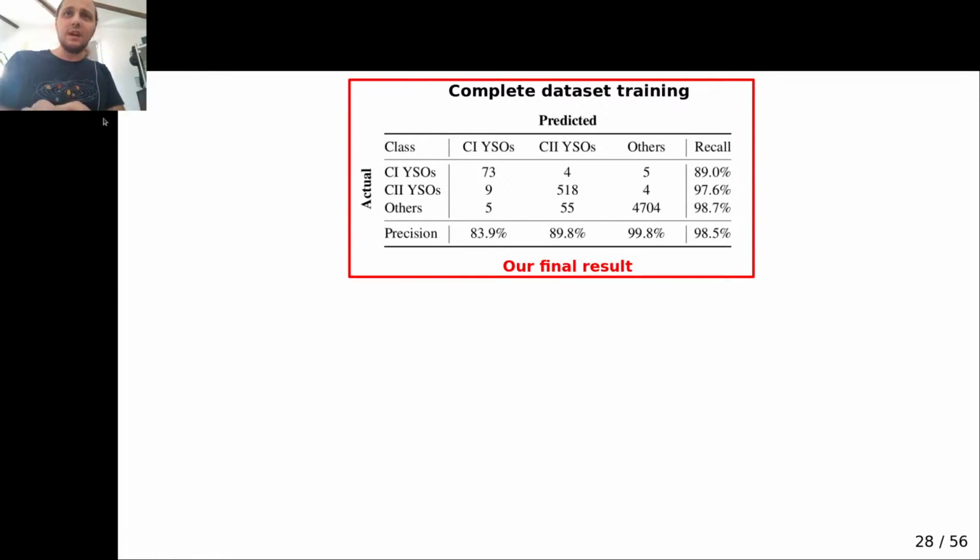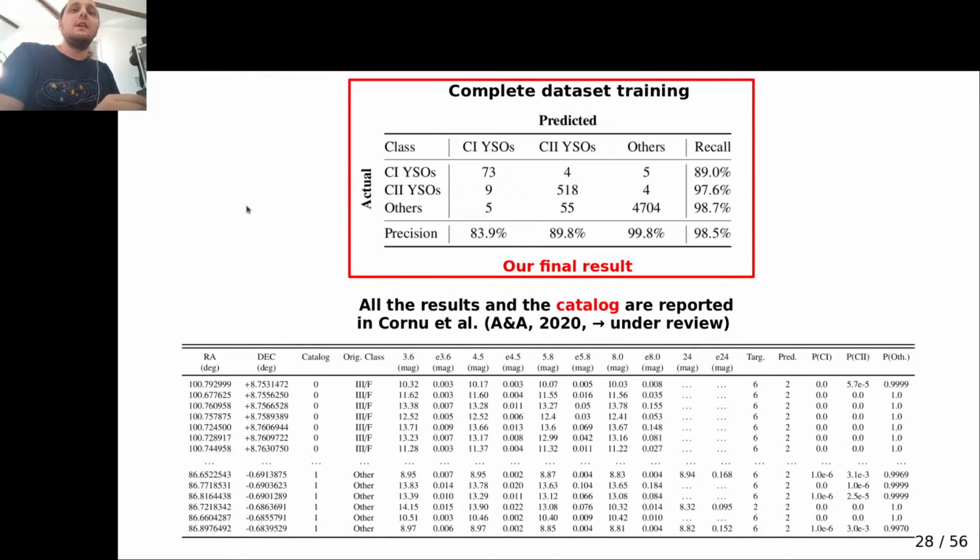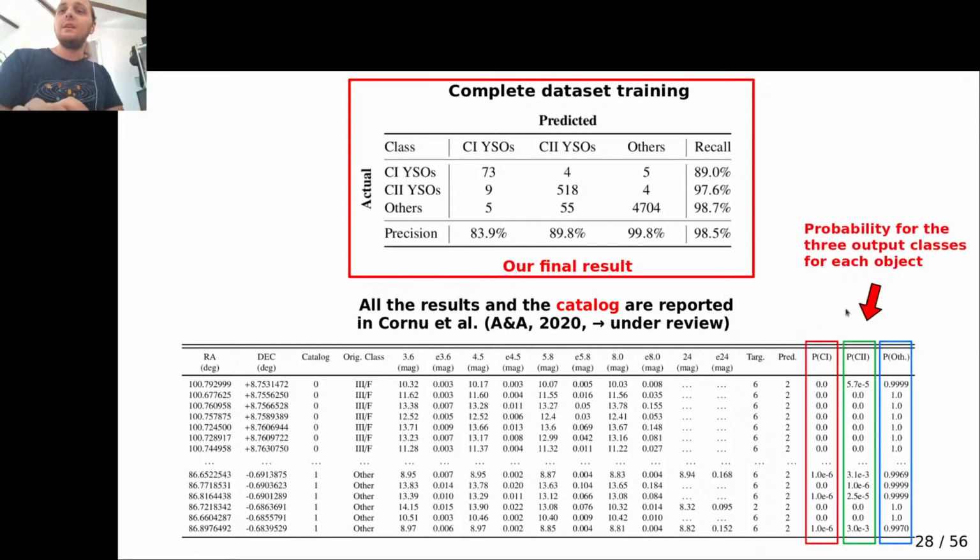Those are our final results, and all of them are under review in a publication to Astronomy and Astrophysics, and it goes along with a catalog of our predicted WISOs. What is interesting in this catalog is that we provide the membership probability predicted by the network for each of our objects in the catalog. I will discuss a bit how those probabilities can be used and why they are interesting as an addition to the original Guterres classification.